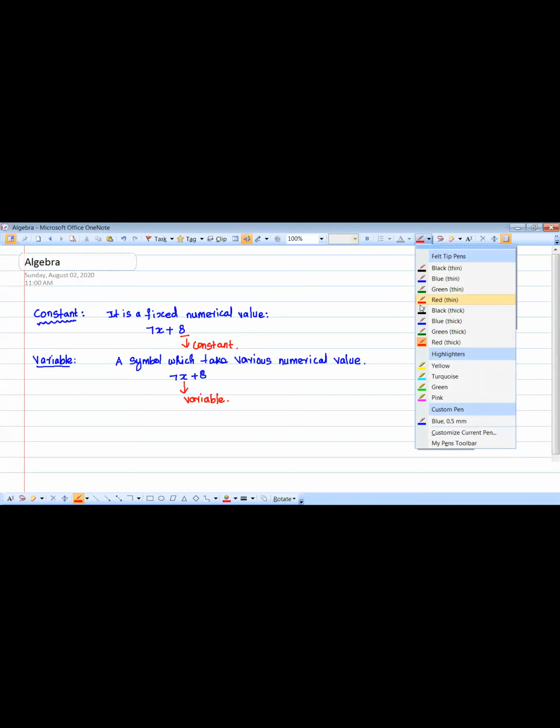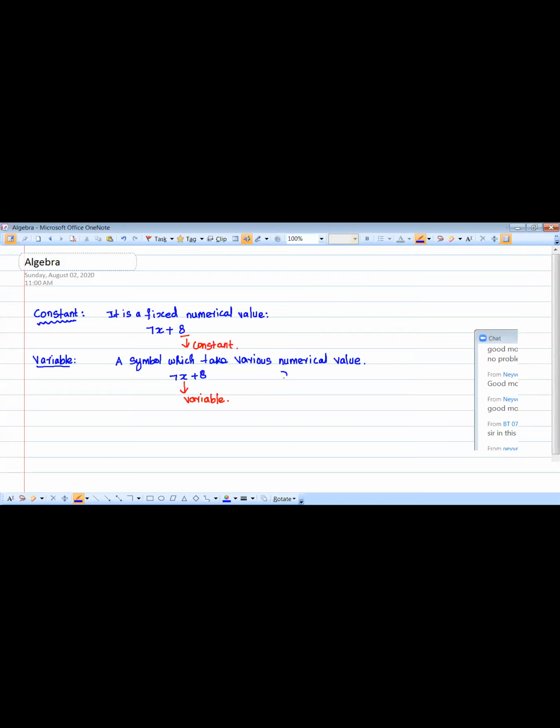So in this 7x plus 8, your x is your variable. And one more example. x plus 9, or here y plus x plus 9. Here all these alphabetical letters are called your variable. This is your variable and this is your variable. Okay. So what about the next one?